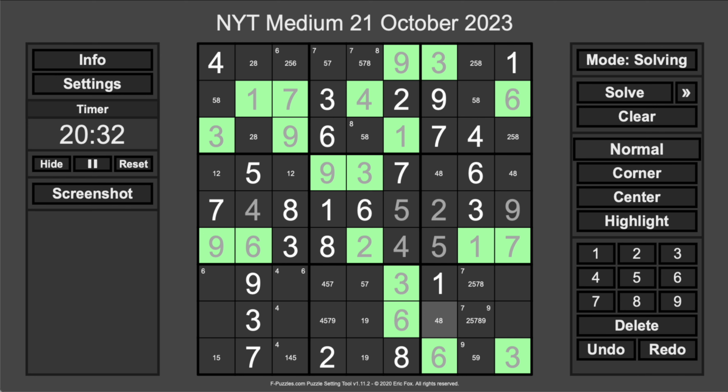Let's see, that still looks safe. But this can't be 6 because of that. These aren't 6 because of that. And this isn't 6 because of that. So that's a 6. Because this isn't. And now that must be.